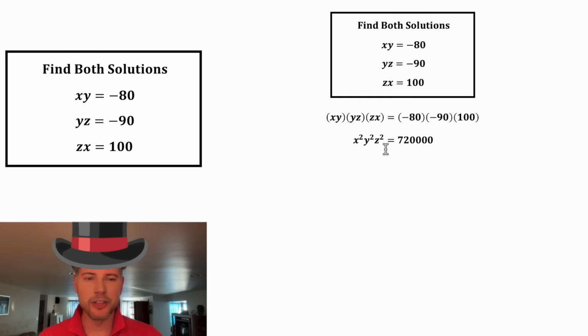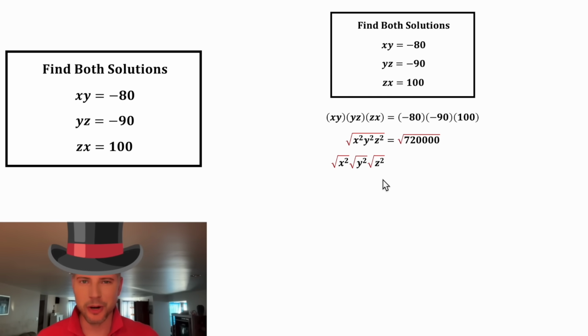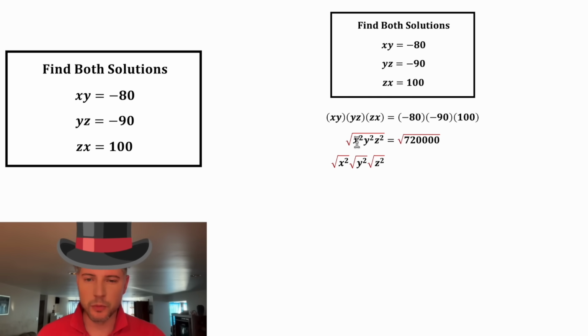And then to get rid of all these squares, let's square root both sides of the equation. On the left-hand side, each of these will get their own square root. And in this context, since we introduced the square root, the square root of x squared could be either plus or minus x. And then for the square root of y squared, it could be either plus or minus y. And for the square root of z squared, it could be plus or minus z.